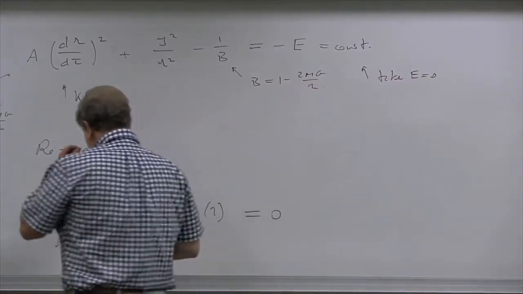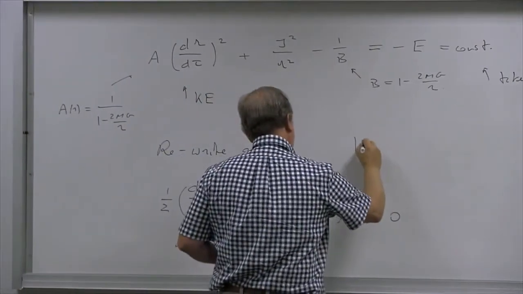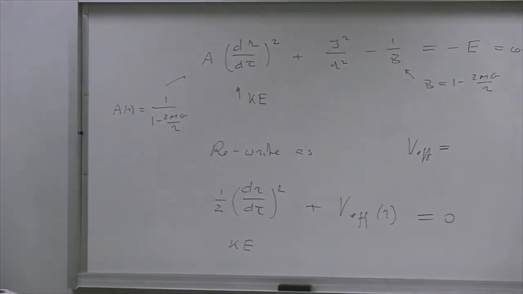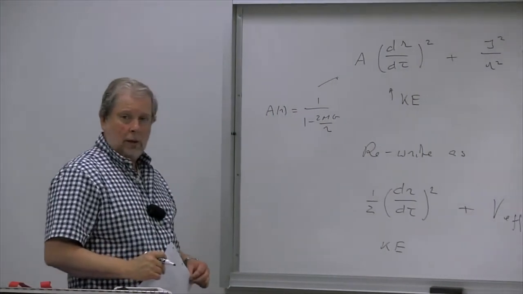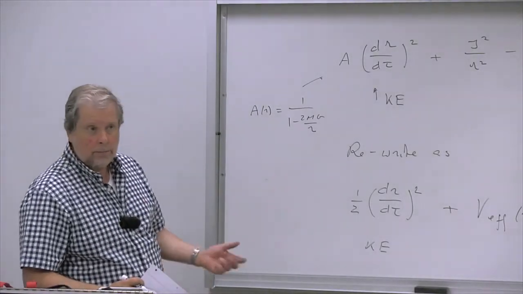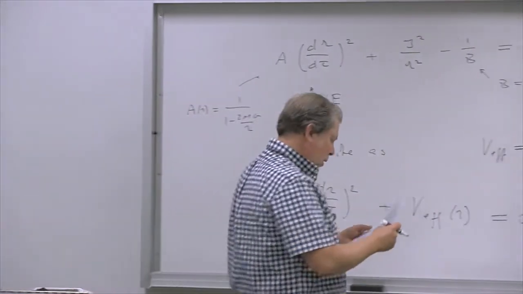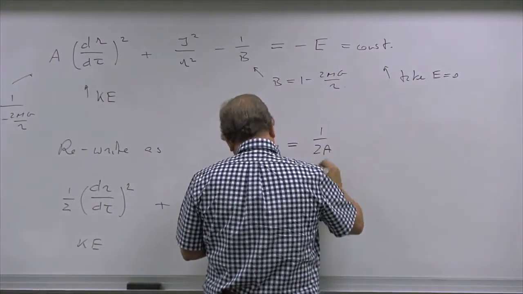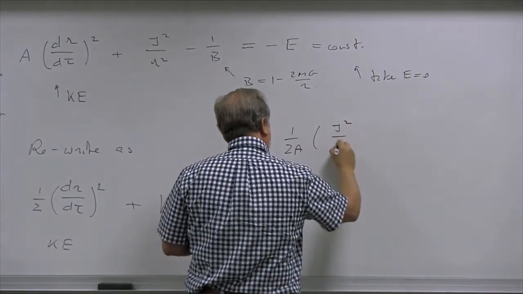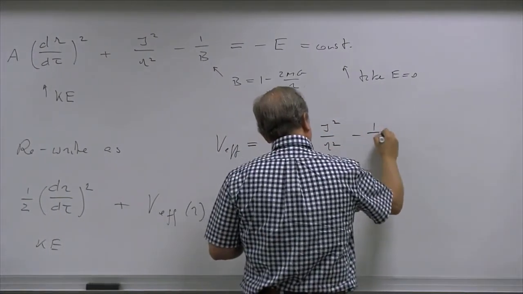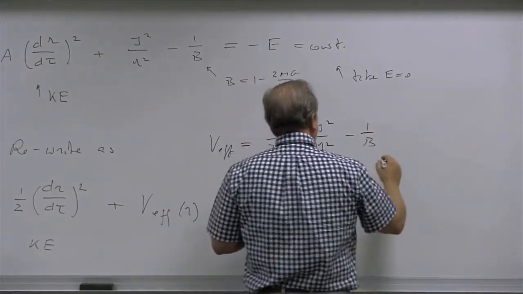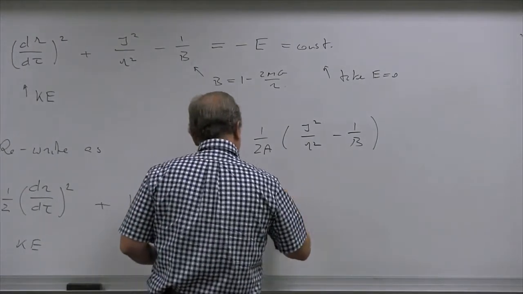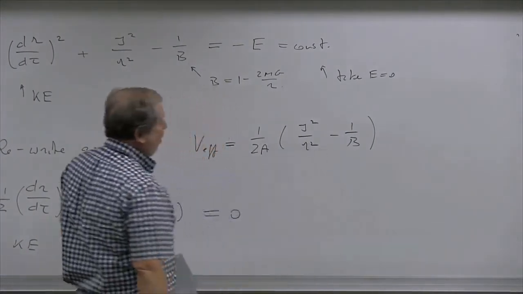Constant to be 0. And so one can work out what the v effective is. Because this v effective, unless we've done some major mistake along the way, should be minus mg over r, part of it, plus some other things. And so the v effective is, in our case, 1 over 2a times j squared over r squared minus 1 over b, which are those terms we had up here, plus e, which is equal to 0. And so you can work out what this is.